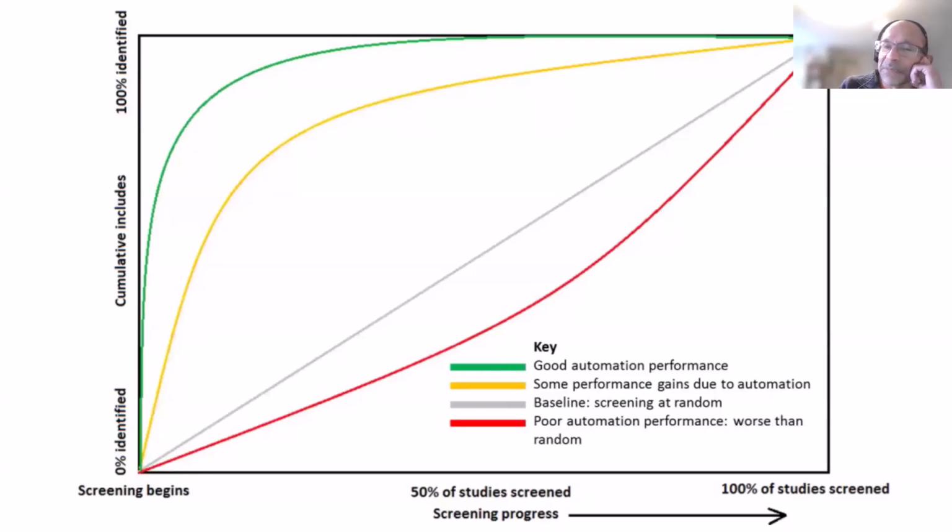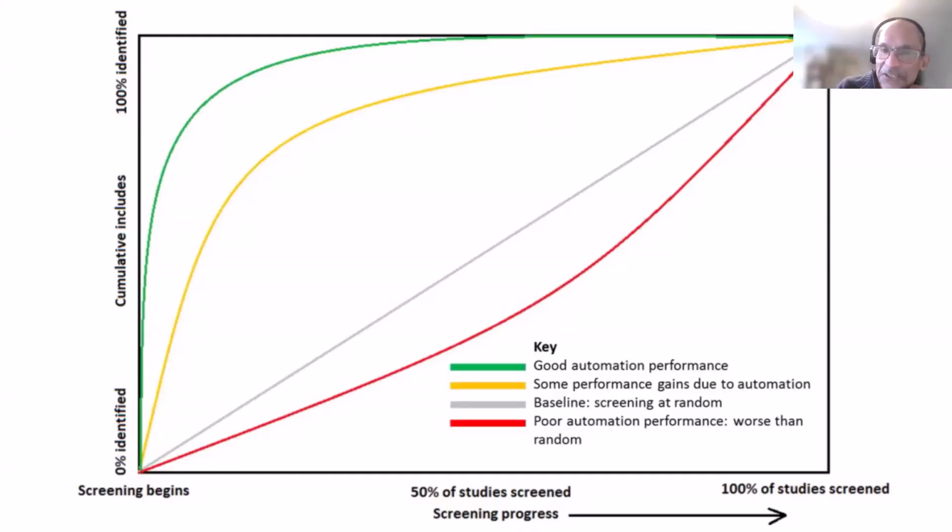It is circumstance dependent. If you've got a very disparate set of includes, it's going to perform less well than if your includes are all fairly similar. So you may find performance benefits aren't huge, but compared to the sort of grey baseline, generally you will see some improvement through the use of priority screening, assuming you've got sufficient references.